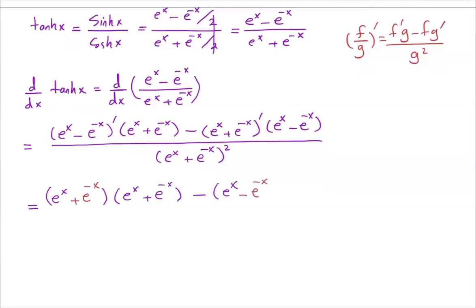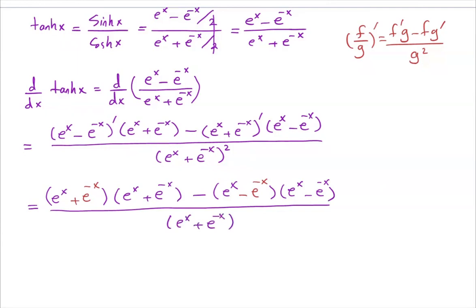So let us close up the parenthesis and then copy down the last term, which is e to the x minus e to the power minus x, and all is divided by e to the x plus e to the power minus x to the second power. Now, as we talked before, we need to distribute the quantities into parentheses and then do a little bit of algebra.